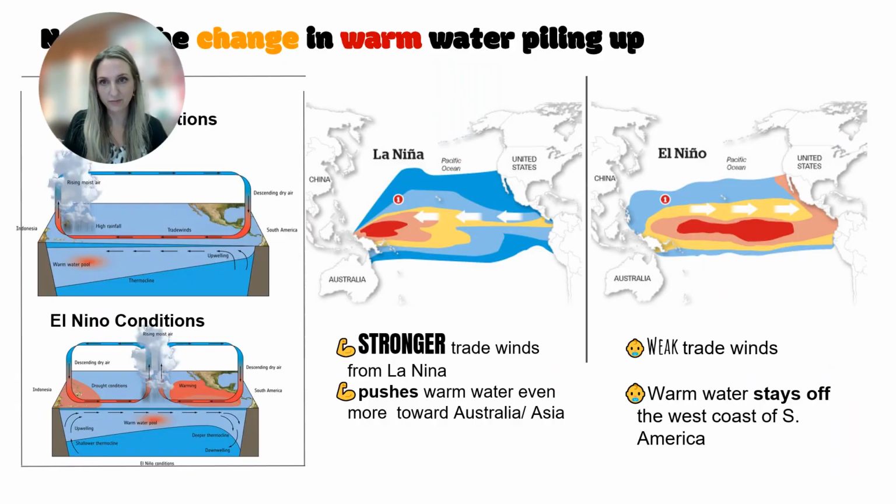One last graphic. Again, normal conditions up here, even though you can't see it. El Nino at the bottom. La Nina, much stronger trade winds pushing and piling warm water up off the coast of Australia. El Nino, warm water is piling up off the coast of South America.